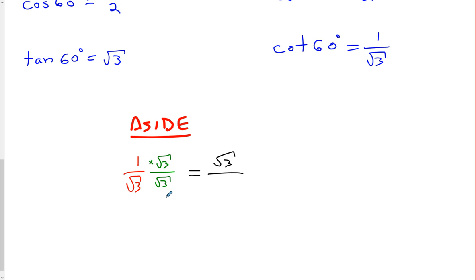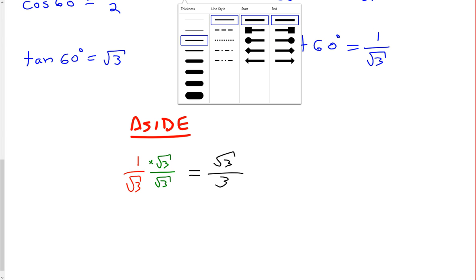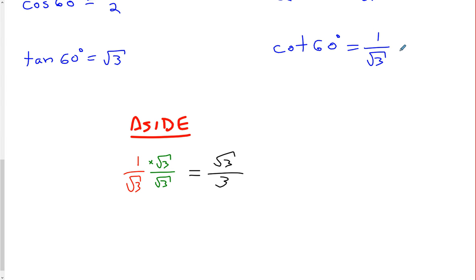Root 3 times root 3. That's just going to be 3, right? That's just going to be 3, because that's basically like squaring it, and squaring it undoes the square root. So I can also write this one as root 3 over 3. And that's a nicer way to write it, because having square roots on the denominator can cause problems.